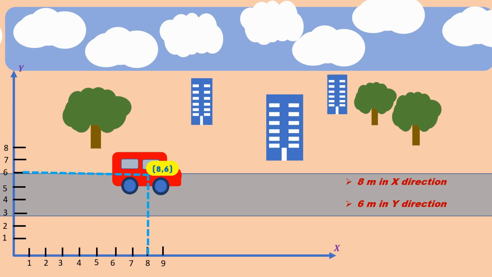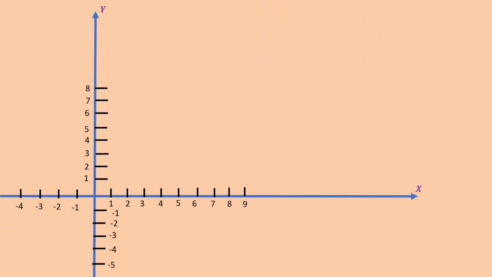So let's see another, simpler example. We have drawn the axes x and y, and this is a fixed frame. The axes do not move with respect to time. The axes themselves are at rest.